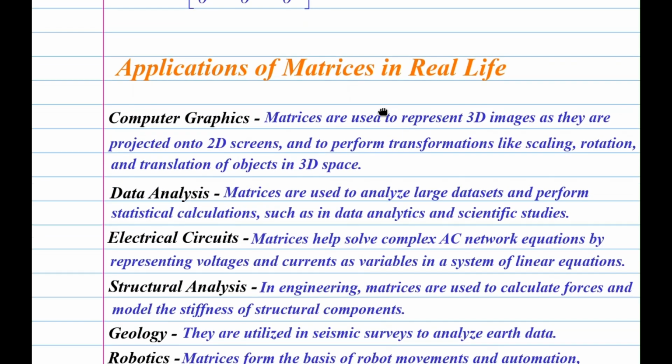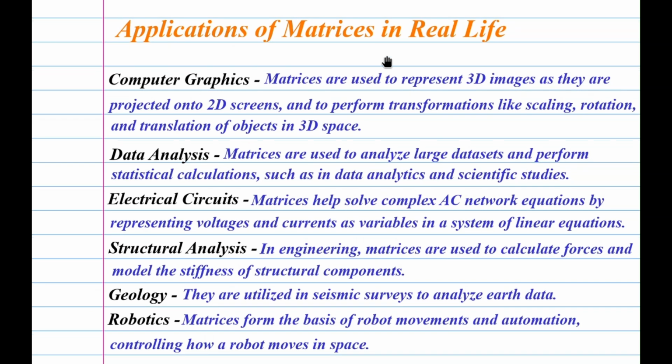Now we will talk about applications of matrices in the real world. Matrices are used for computer graphics, in which they represent 3D images as they are projected onto 2D screens and perform transformations like scaling, rotation, and translation of objects in 3D space.